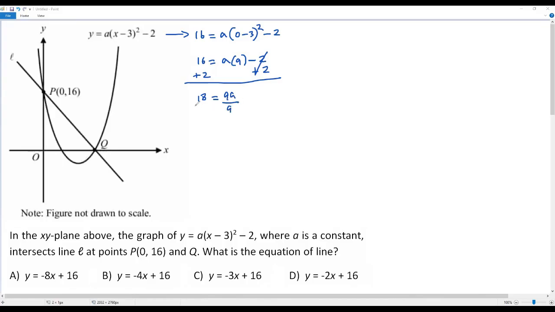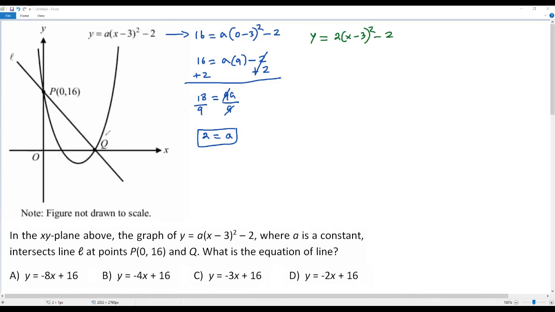Let's divide both sides of this equation by 9. Then this 9 will cancel out. When I divide 18 by 9, I am getting 2. On the right side, I am getting a. So now I got the value of the constant a in the equation of the parabola, that is 2. Now we can plug in this value 2 for a over here. Then the equation of the parabola will be complete. That is y equals 2 times (x minus 3) the whole squared minus 2.